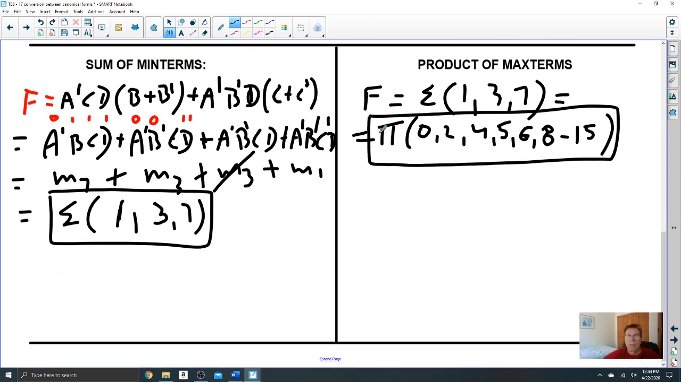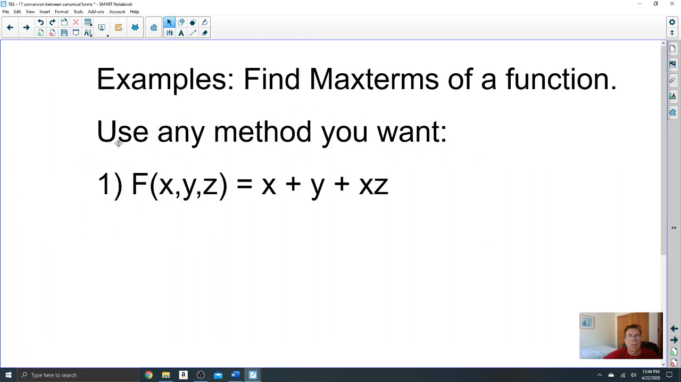Okay, now let's look at a few more examples. Very simple. Looks like we have to find the maxterms of this function, and we can use any method we want. Okay, three-variable function. We can use minterm expansion. We can use maxterm expansion. We can use the inverse function. But looks like the best idea here is to use maxterm expansion, because we have this term right here that we can break.